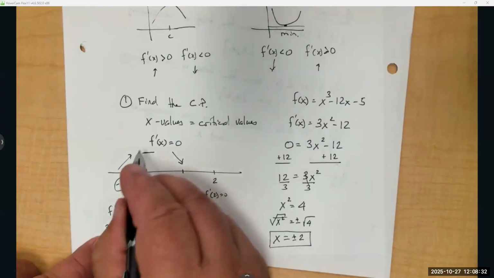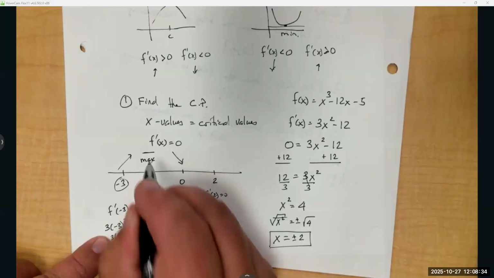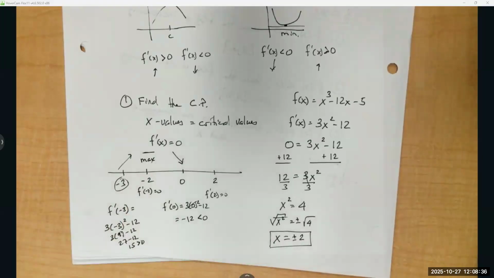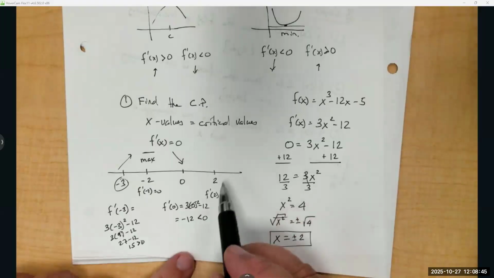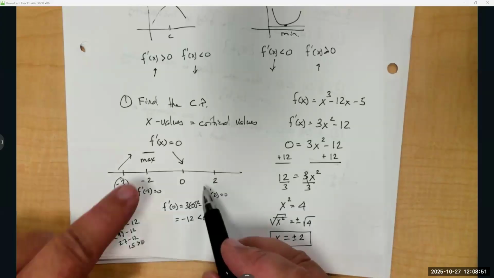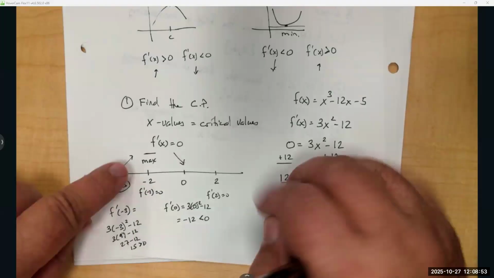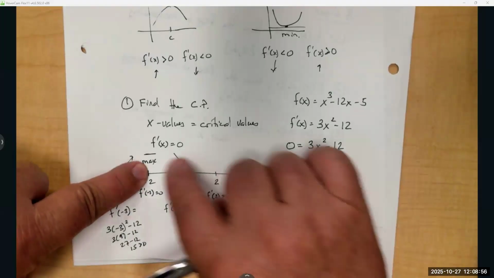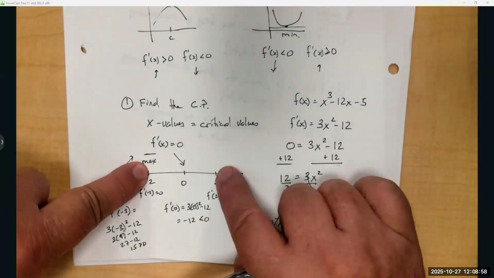So here we know we have a maximum at 12, at -2. Do we have to do anything for the -2 on the left-hand side of it? No, because this entire interval between -2 and 2 is decreasing. Everything between there is decreasing.